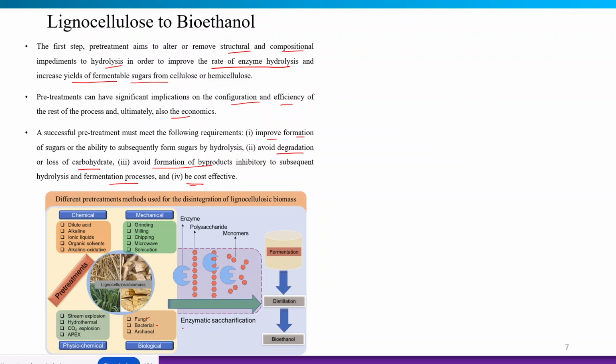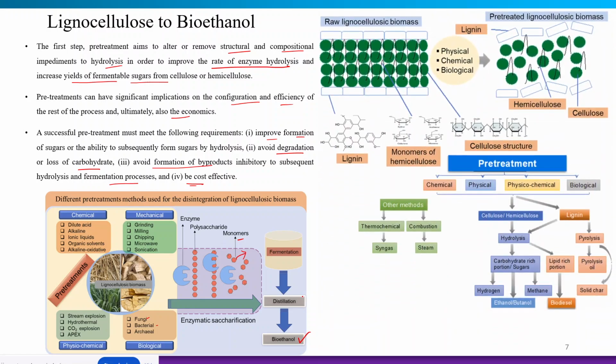So here in enzymatic saccharification, the enzyme helps to disintegrate the polysaccharides into monomers, and such monomers will be further taken into the fermentation process, where the fermented product is taken for distillation, and from the distillation we are producing the pure bioethanol.